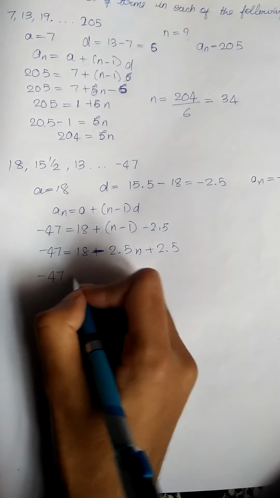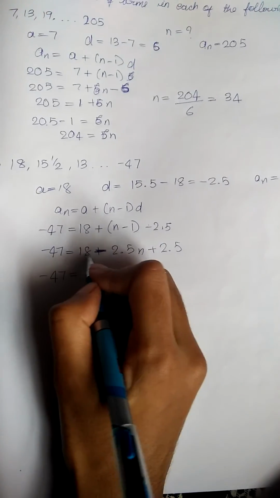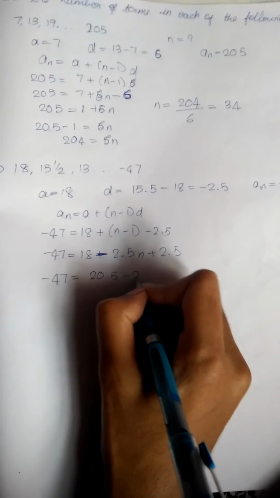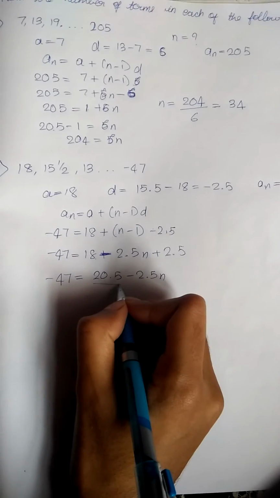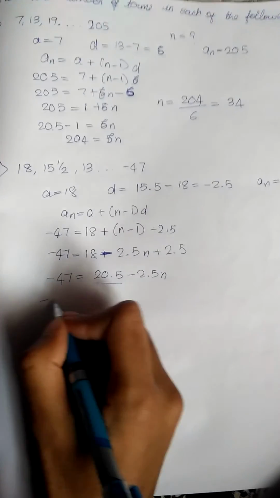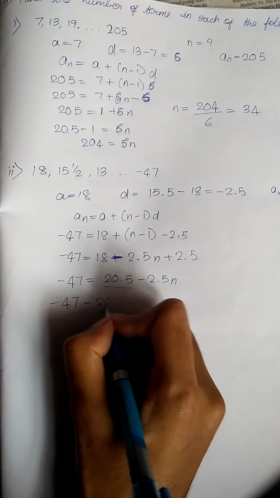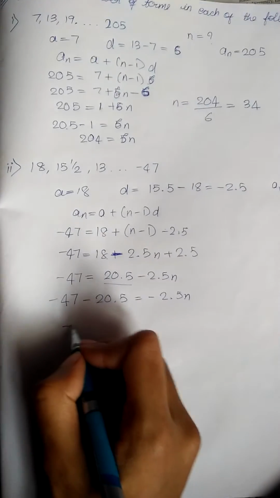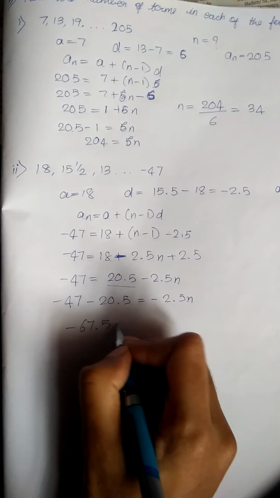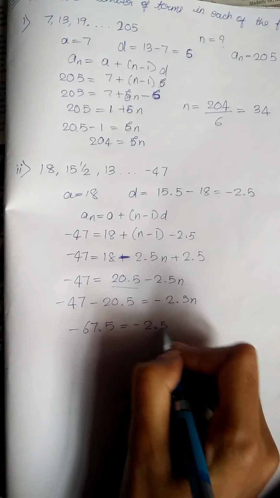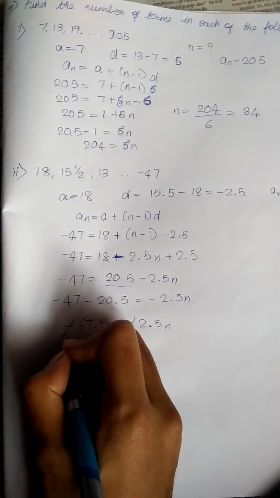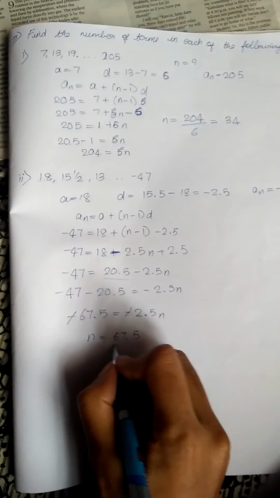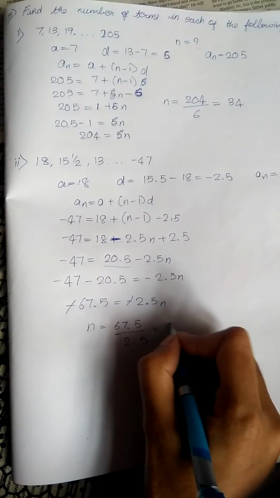Minus 47 equals 18 plus 2.5 is 20.5 minus 2.5n. Let's move the 20.5 to the left hand side. Minus 47 minus 20.5 equals minus 2.5n. So it becomes minus 67.5 equals minus 2.5n. Minus is common, so cancel it on both sides. N equals 67.5 divided by 2.5, that is 27.